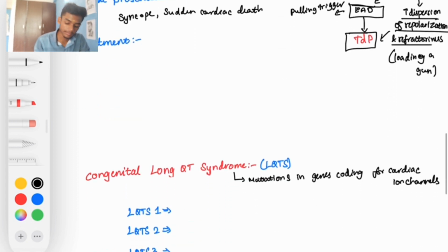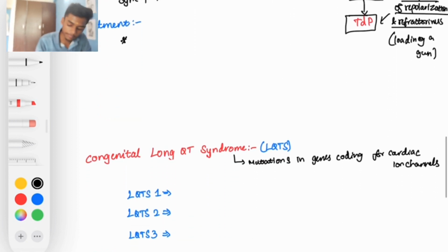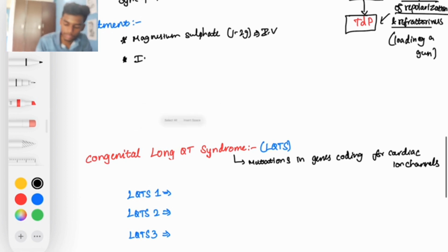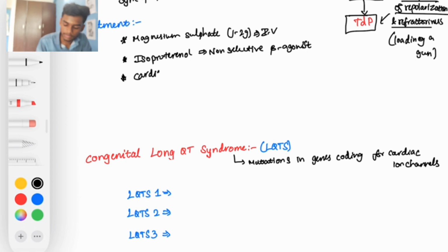How to treat this? We can treat it with magnesium sulfate, 1 to 2 gram IV. We can also give isoproterenol, which is a non-selective beta agonist, and we can do cardiac pacing.